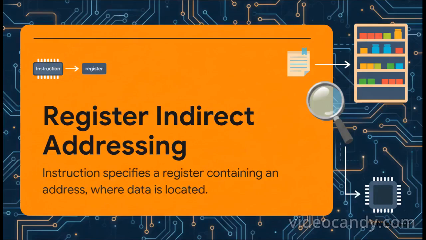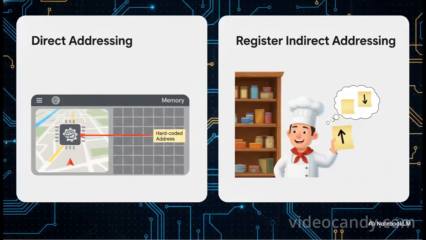Now, register indirect addressing adds a really powerful layer of flexibility. With this one, the instruction doesn't contain the address itself. No, instead it points to a register that holds the address. Think of it like the recipe saying, check the sticky note on the counter. It tells you which pantry shelf to go to. This is a game changer because the program can change what's written on that sticky note, which allows it to access different data using the very same instruction. So this is the really crucial difference right here.